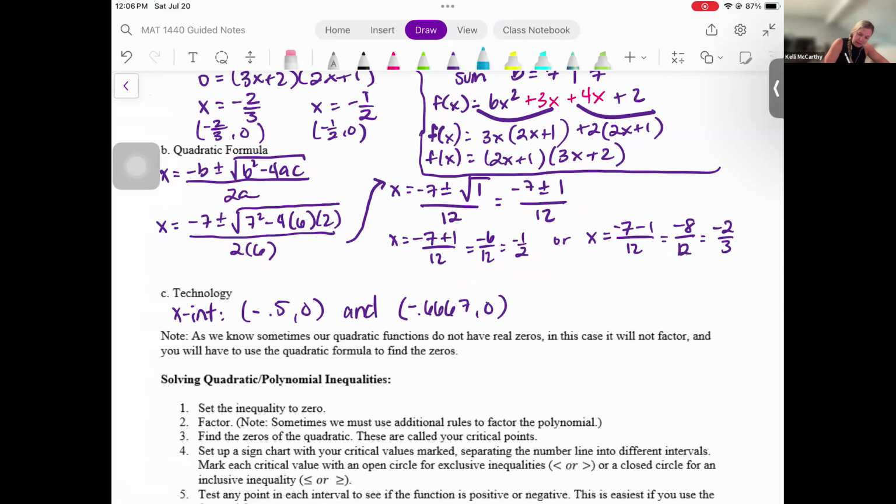And again, that negative 0.5 is negative 1/2, 0, and negative 0.6667 is negative 2/3, 0. So that is one of the drawbacks of using technology. Oftentimes those values are going to be expressed as decimals. So if you're looking for exact answers, technology may not be your best option.